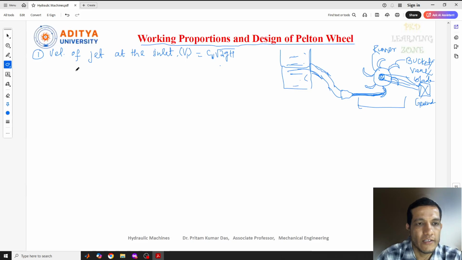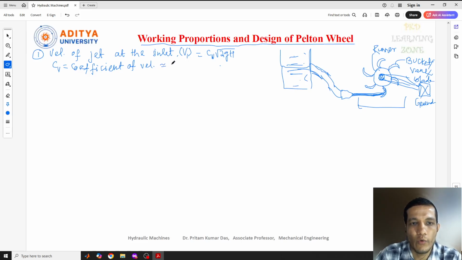Here Cv is the coefficient of velocity, and its value is mostly near about 1, like 0.98 or 0.99 is considered. And H is the net head on the turbine.